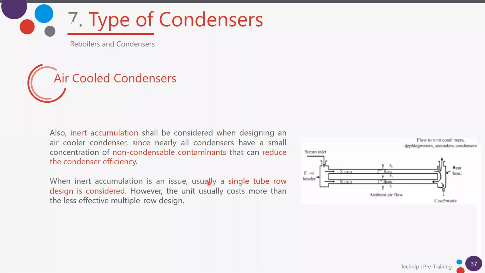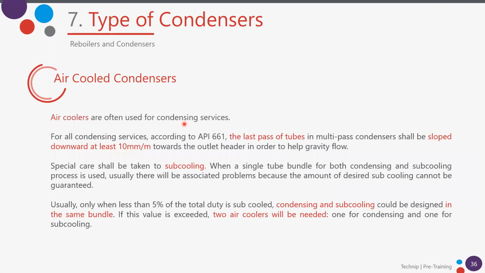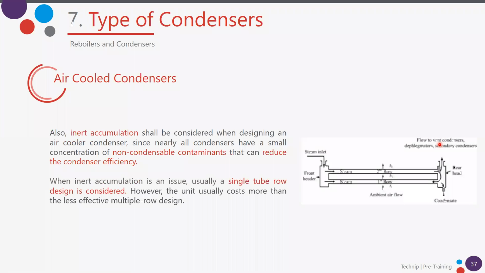I'm anticipating that at the end of the presentation, the example of a condenser will be an air cooler. So you will see what we talked about in this first slide. You will see the sketch of how this slope is drawn in the mechanical drawing. So you will see the example of an air cooler.